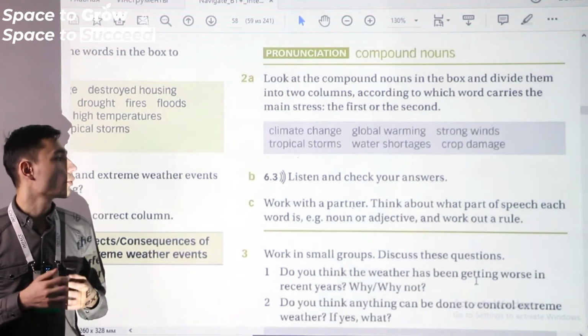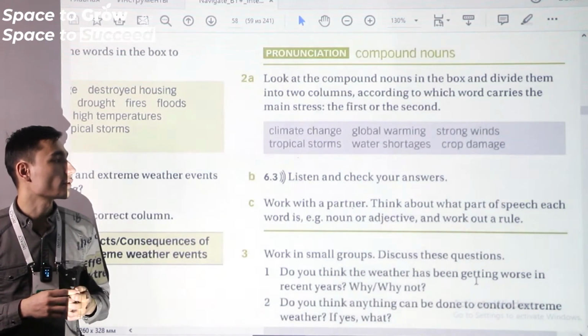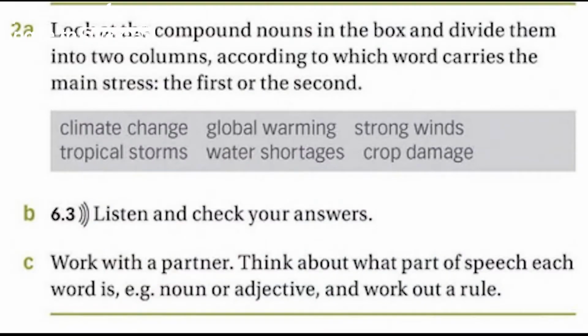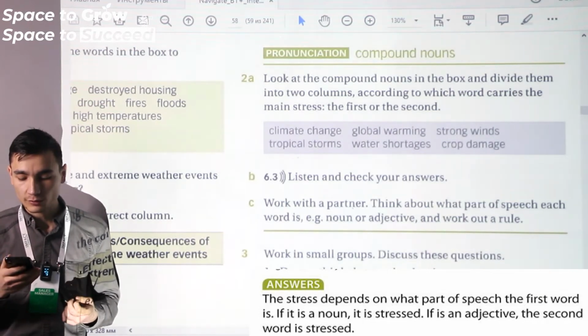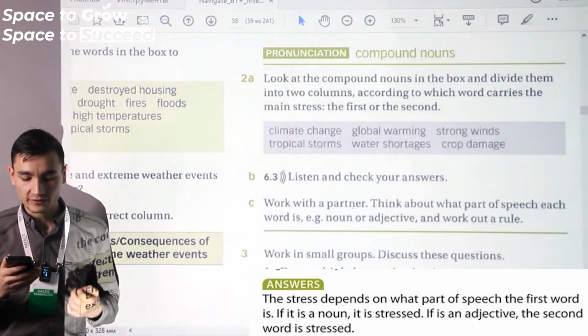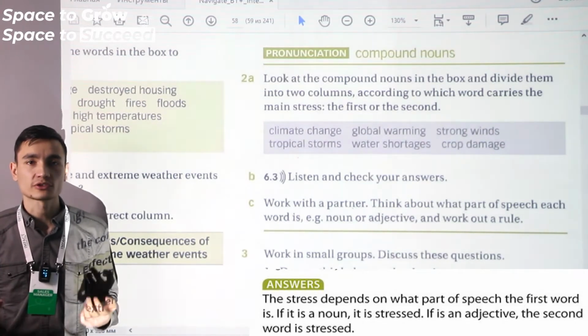Exercise 2C, work with a partner. Think about what part of speech each word is, for example noun or adjective, and work out a rule. And now let's look at the answer. The stress depends on what part of speech the first word is. If it's a noun, the first word is stressed. If it's an adjective, the second word is mostly stressed.